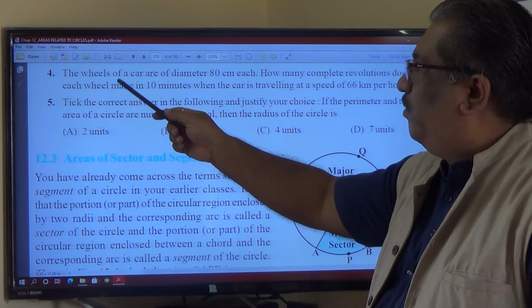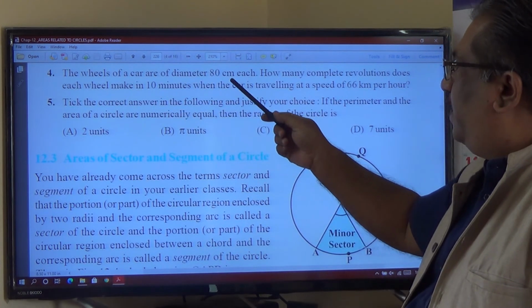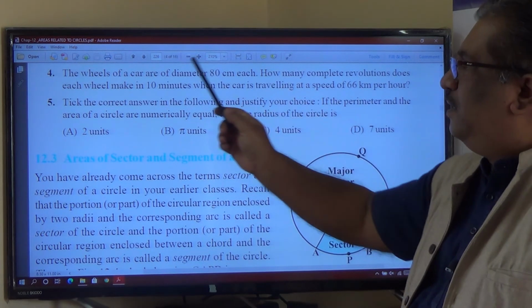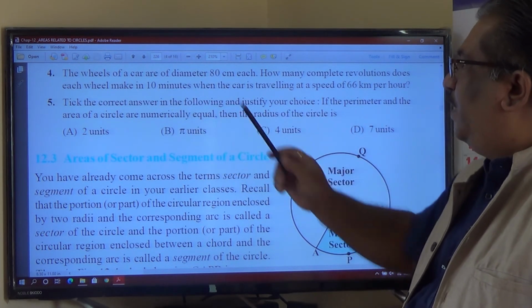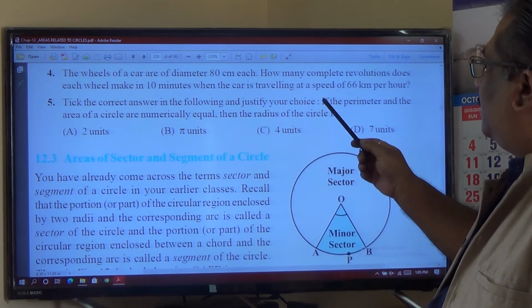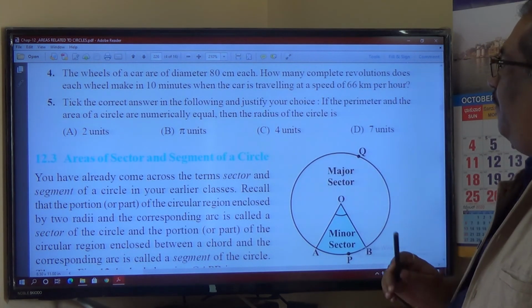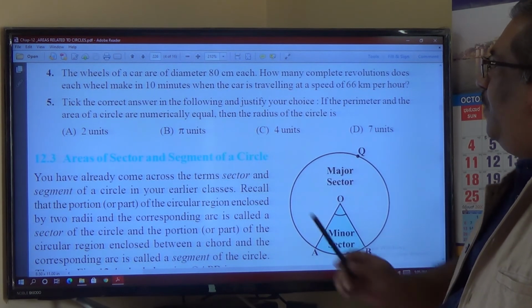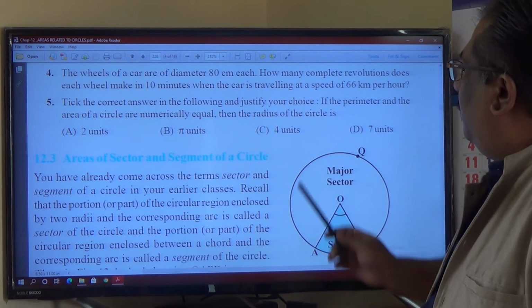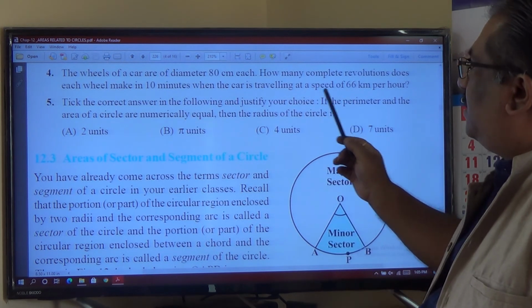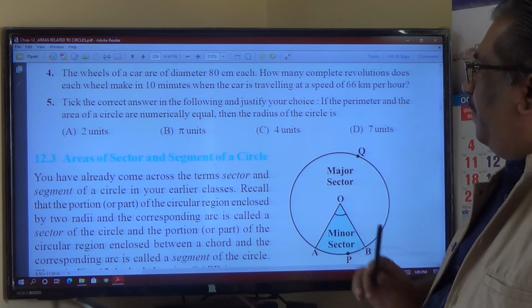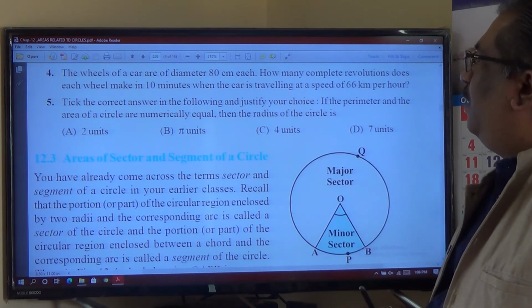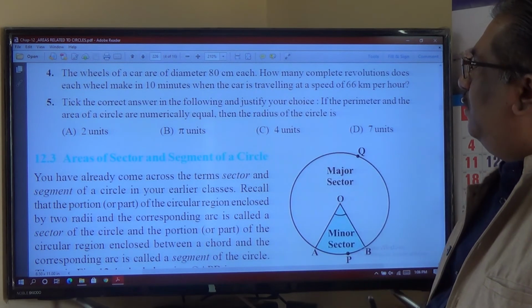Fourth question, the wheels of a car are of diameter 80 centimeter each. How many complete revolutions does each wheel make in 10 minutes when the car is traveling at a speed of 66 kilometers per hour? So the speed of the car is given, 10 minutes time is given. We can find out the distance traveled in 10 minutes by the car using the speed. We have to find out the number of revolutions of the wheel here. Diameter of the wheel is given.